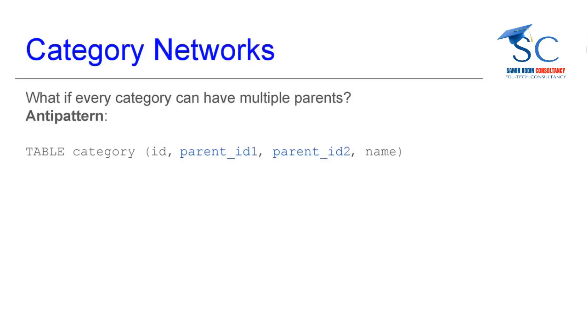Another case is slightly more complex, when a category could have more parents, more than one parent, okay? Because it is not a tree of categories, but it's probably a network of categories or a graph of categories. So again, this is the anti-pattern. You have category ID and name, and then you have a column with parent ID 1 and another column with parent ID 2. We already talked about similar cases, so you should already know why this is wrong.